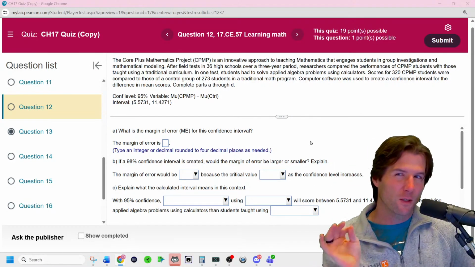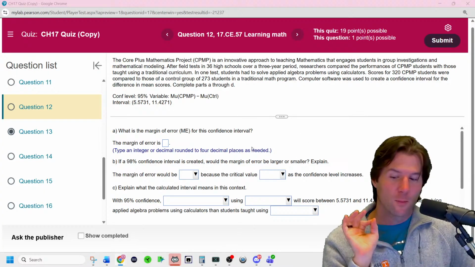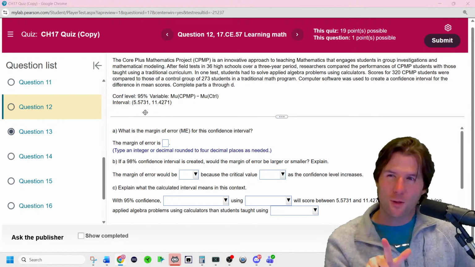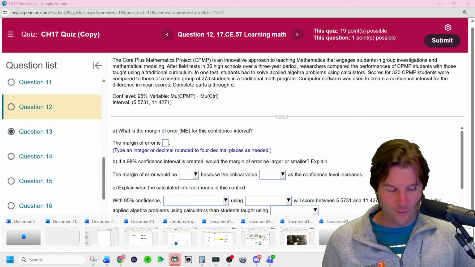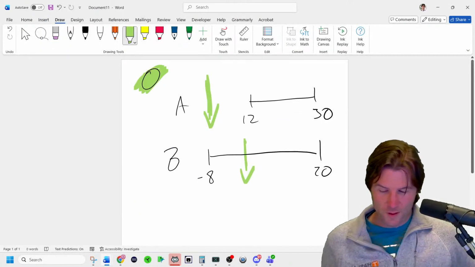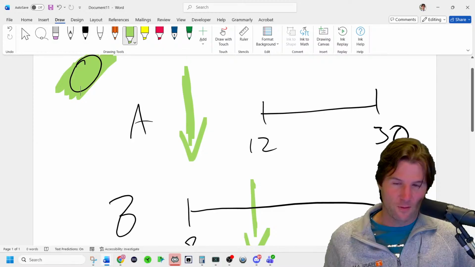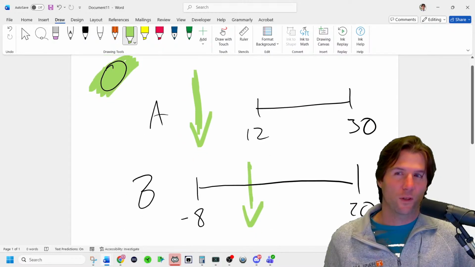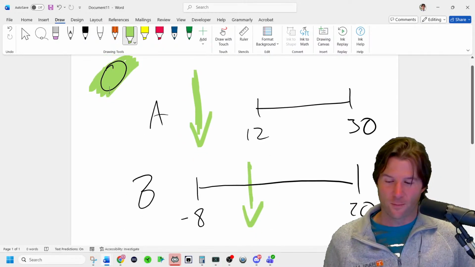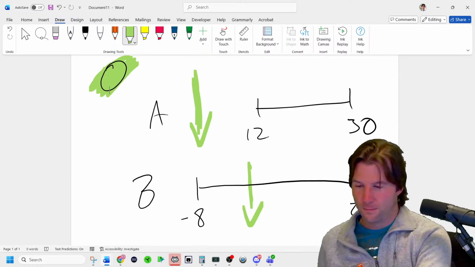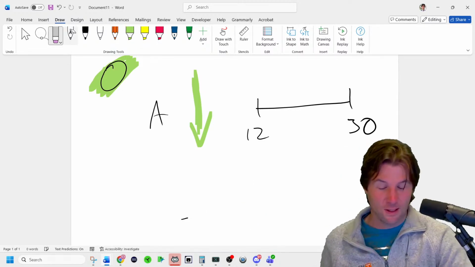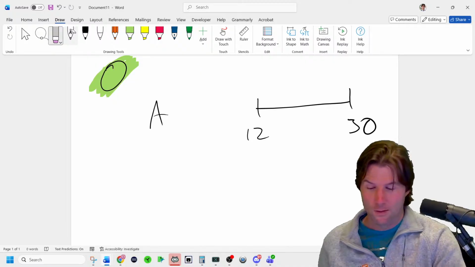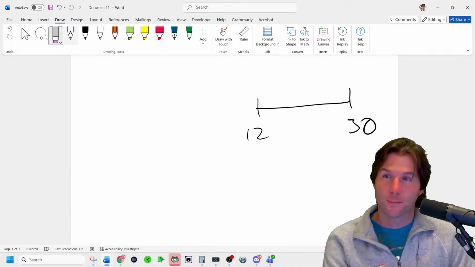A lot of people have a lot of trouble solving the margin of error. But if you get an interval, I want you to try solving the margin of error without actually doing some real mathematics. So what is the margin of error of this top interval right here? Peyton, look at this interval from 12 to 30. What is the margin of error? Be very careful. It's not 18.